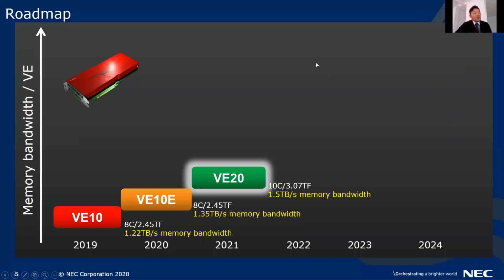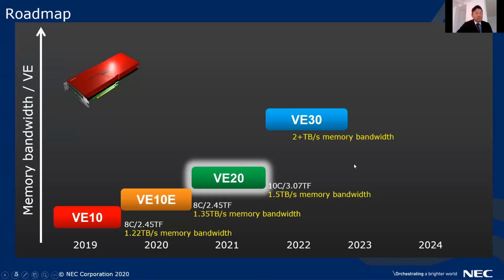Then, I'd like to show you the roadmap of our architecture. Now we are standing around here, the VE10E generation. And very soon, we are going to release the VE20 generation. Each core has more than 300 gigaflops, and 10 cores are implemented in one processor, and memory bandwidth per processor is 1.5 terabytes per second, with approximately 200 watts of power consumption.